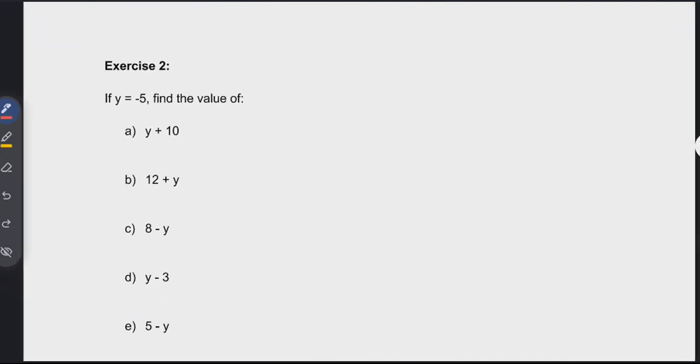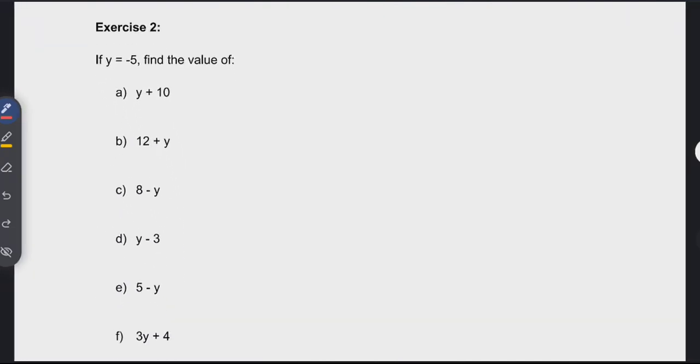Okay, now let's say y is minus 5. Find the value of y plus 10. So minus 5 plus 10, that is going to be 5. Okay, what about 12 plus y? So 12 plus minus 5. If you're adding a negative number, it's getting less positive, it's getting more negative. So it's going to be 12 minus 5, that is going to be 7.